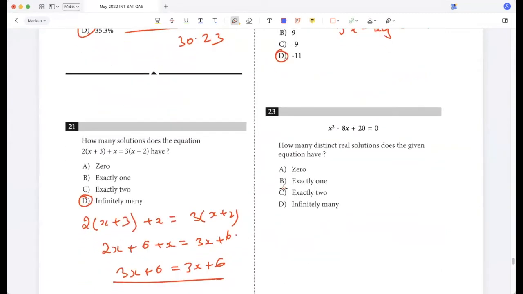How many distinct real solutions does the given equation have? So let's find the discriminant, which is b squared minus 4ac, 64 minus 4. So 64 minus 80, which is negative. So this has 0 real solutions.